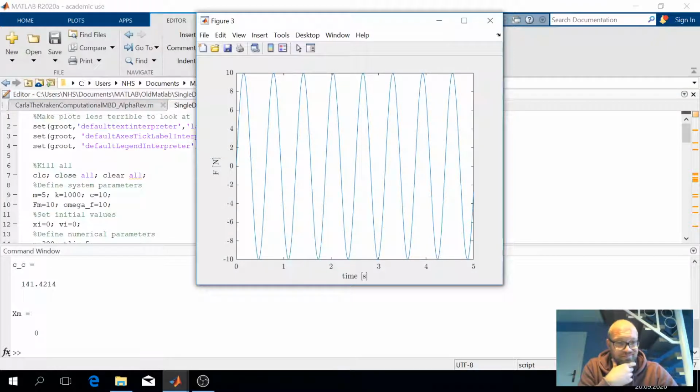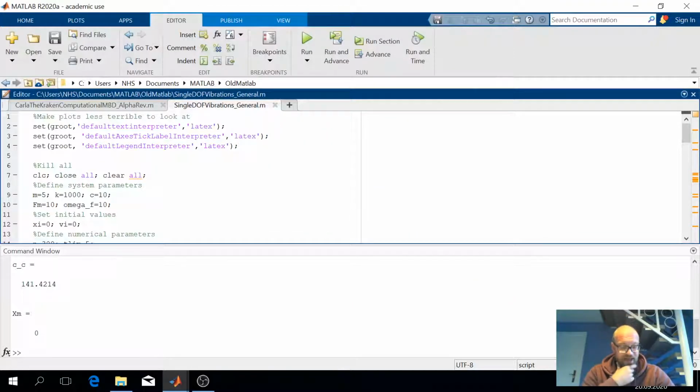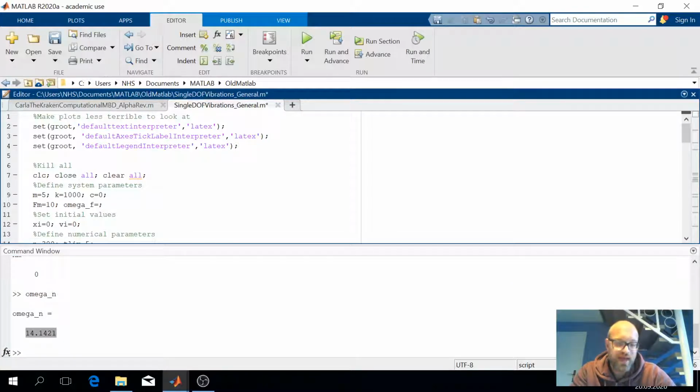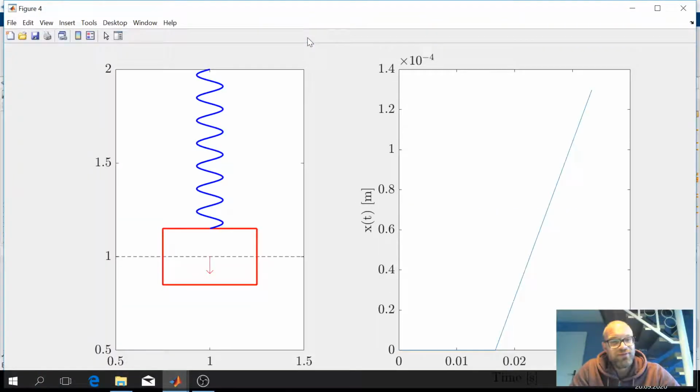So that was fun. What kind of damage can we do now? If I now look, what was my natural frequency of the system again? It's 14.1421. What would now happen in an undamped system if I would add a forced excitation with a circular frequency equal to the natural frequency of the system? Right. What is going to happen now?